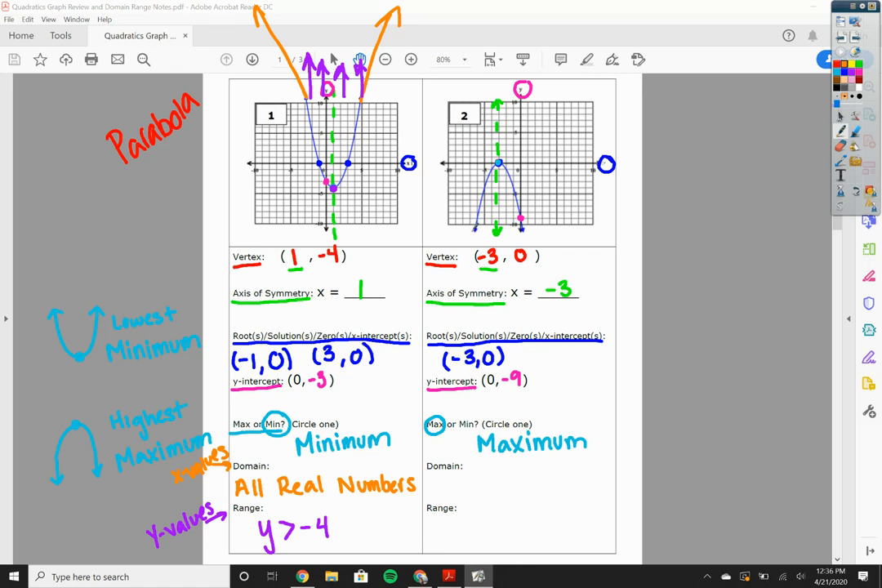Now domain again, it's going to keep going forever, and it's going to hit every single x value, which means our domain is all real numbers.